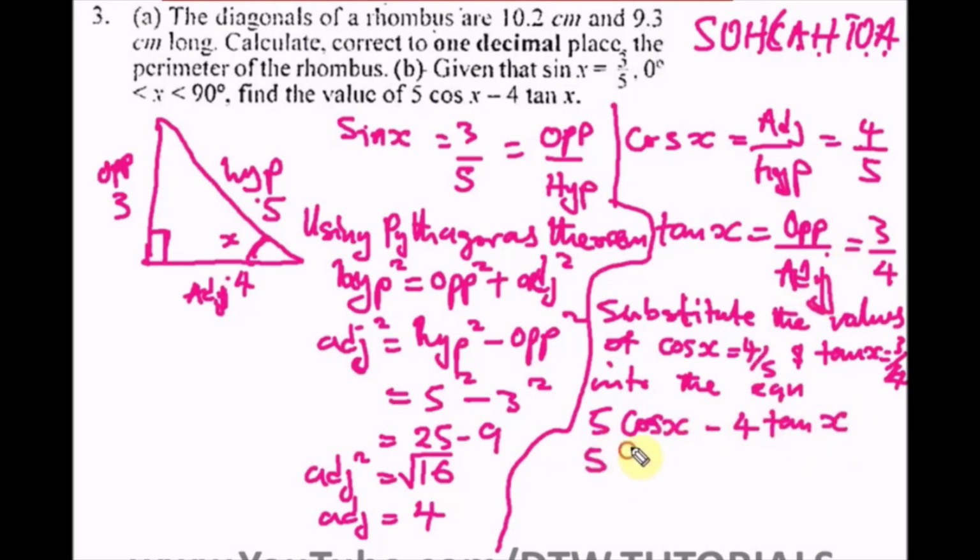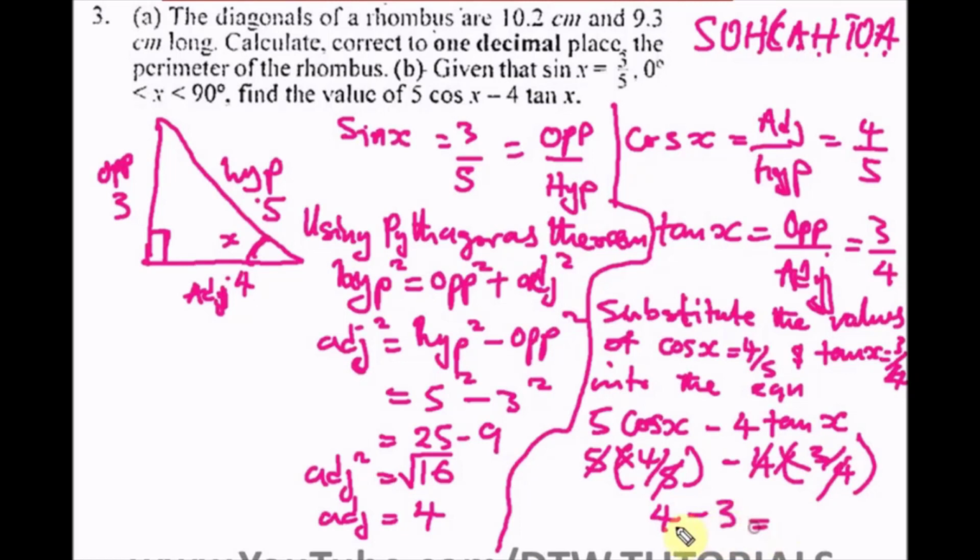So here we have 5 times cos x, which is 4 over 5, minus 4 times tan x, which is 3 over 4. From here 5 can cancel out 5. This is a bracket, so there's a multiplication sign here. So 5 will cancel out 5, and 4 will cancel out 4. Here we are left with 4, and here we are left with 3. So we have 4 minus 3, which will give us 1. So our final answer for this question is 1.